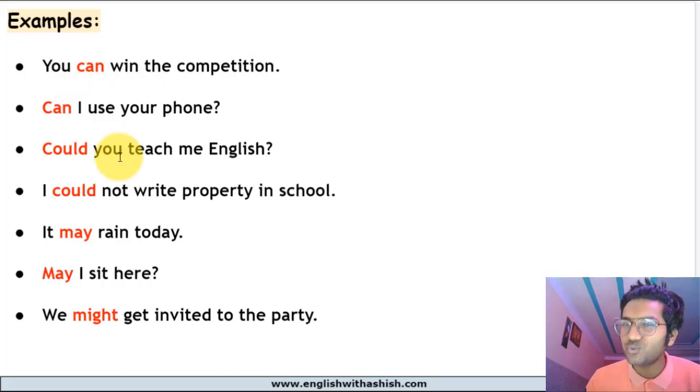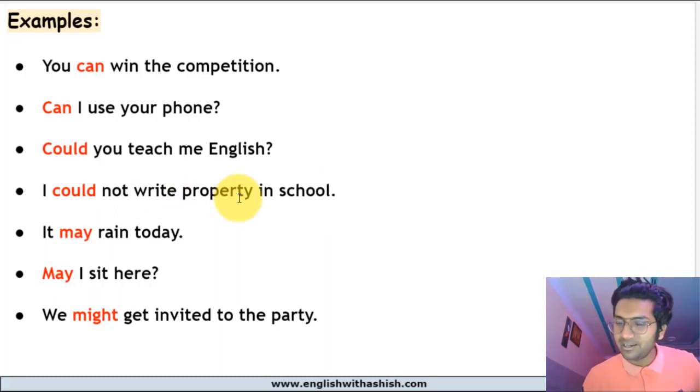Could is also used to make a request, right? A very polite request. Could you teach me English? So I'm making a request. Could you do that? Could you pass the salt to me? Could you pass the bottle to me, right? I could not write properly in school. So I'm talking about what I was not capable of in the past. I cannot write properly. This is in the present. I could not write properly in school.